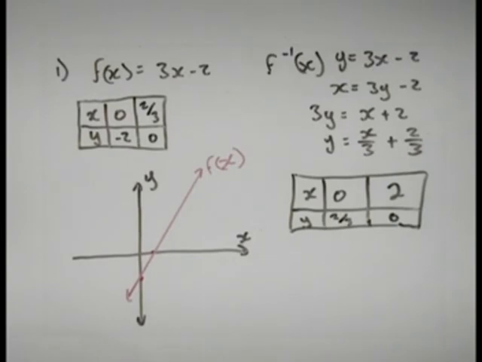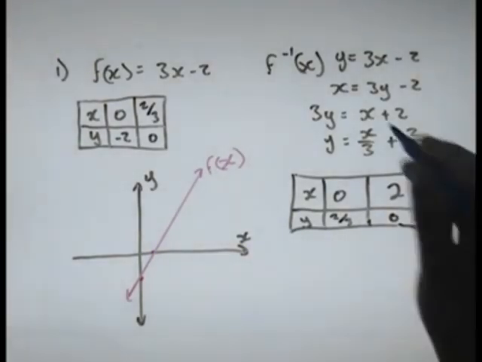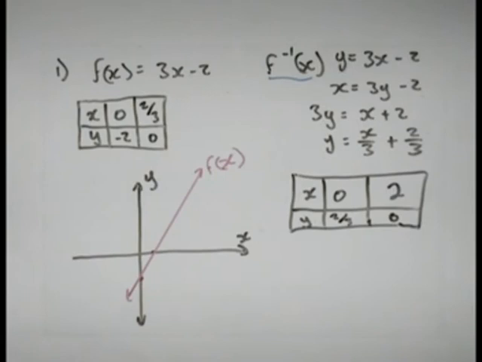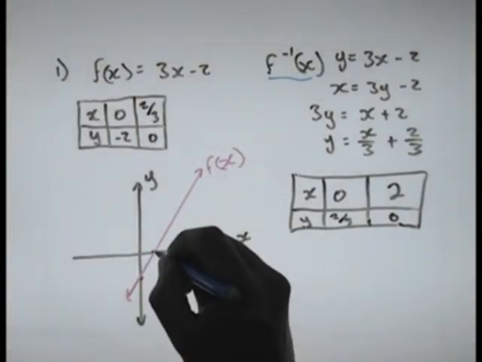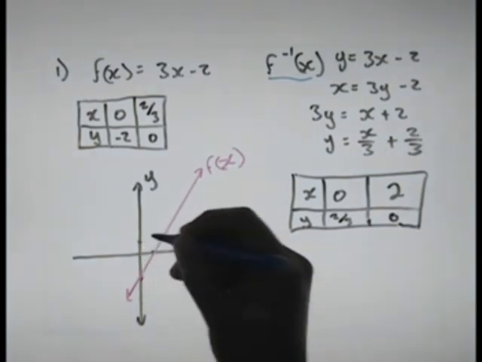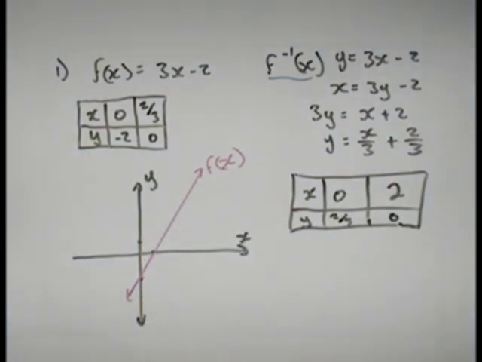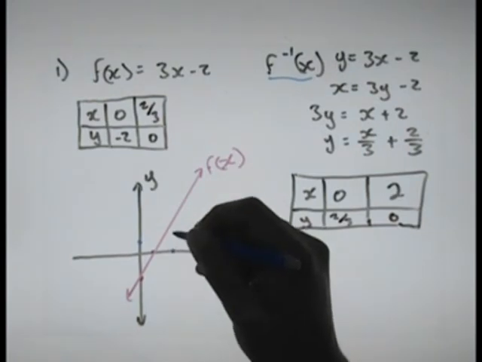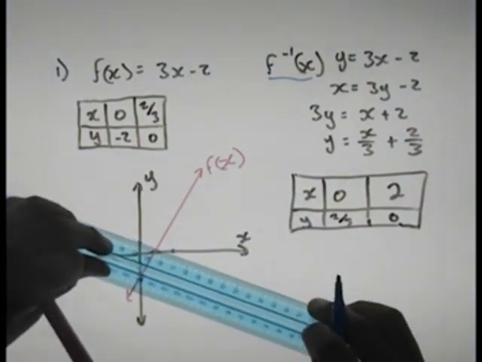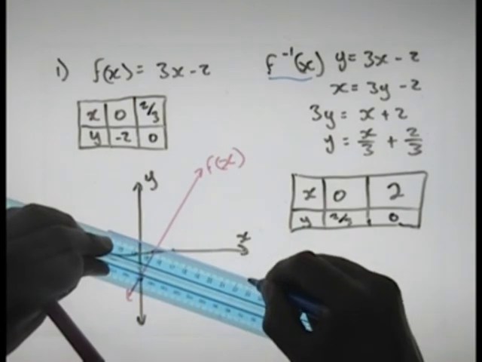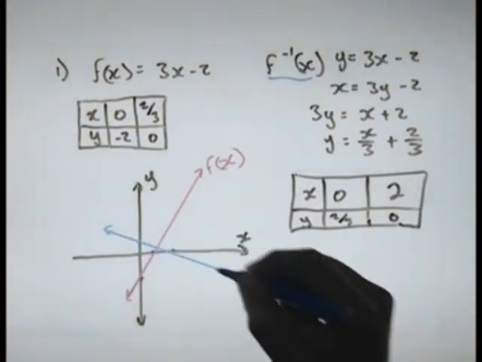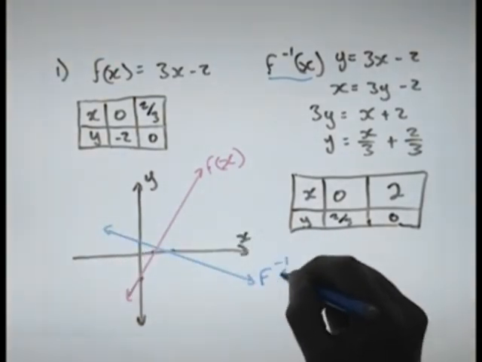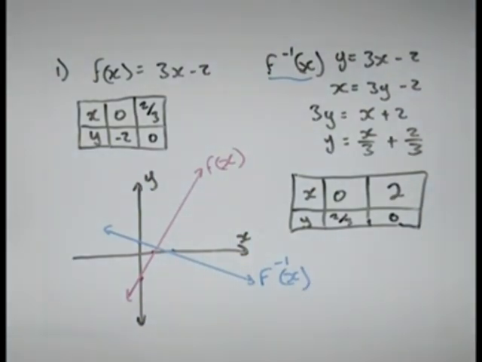And that is the graph f of x, the original graph. The next graph we're going to be looking at, in blue, is the inverse graph. When x is equal to 0, y is equal to positive 2 over 3, which is going to be over there. And when y is equal to 0, x is going to equal positive 2, which is going to be over there, which means that this graph is going to be drawn like that. And this is the inverse graph of f of x.